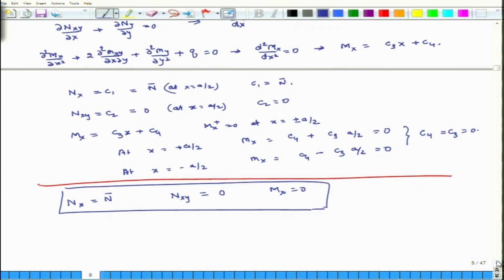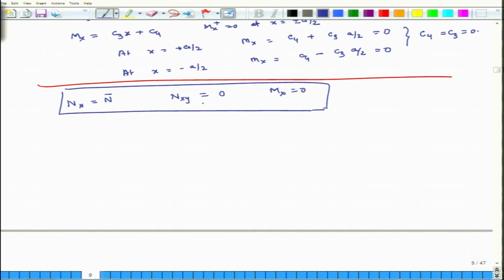Now we develop expressions for Nx, Nxy and Mx in terms of ABD matrices. So we will develop N, M, A, B, D relations.